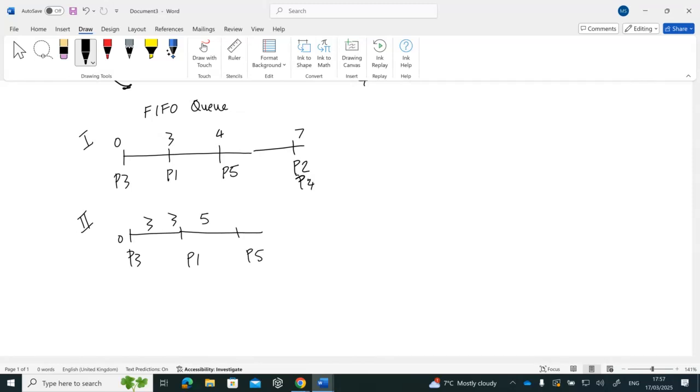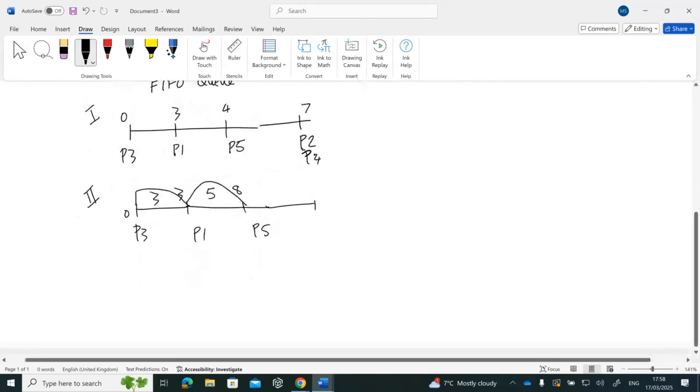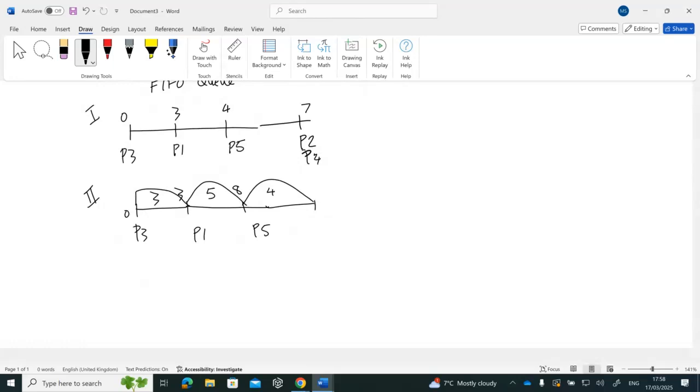What should be this mark here? What is the value here? 8. This is 8. Make sense? You can make this into a box if you want. All right, P5 runs for how long? 4 seconds or 4 milliseconds, whatever the unit is. So how much is that? Yes or no?